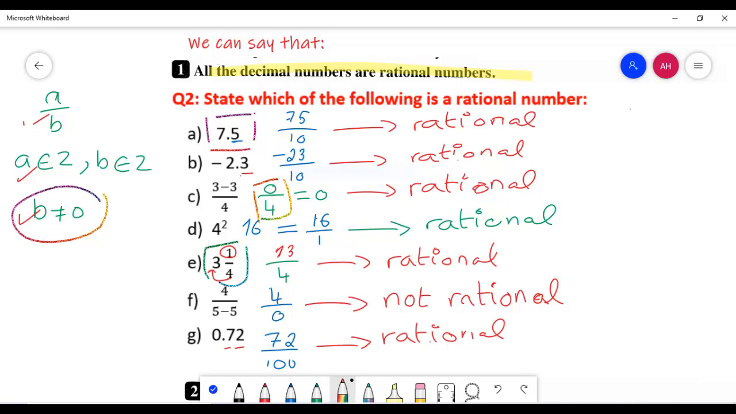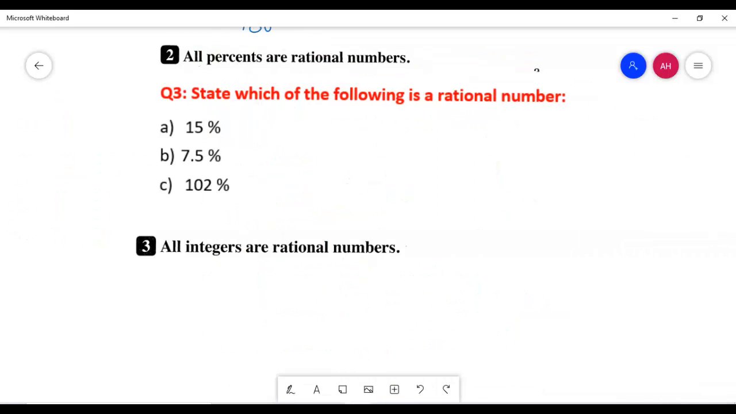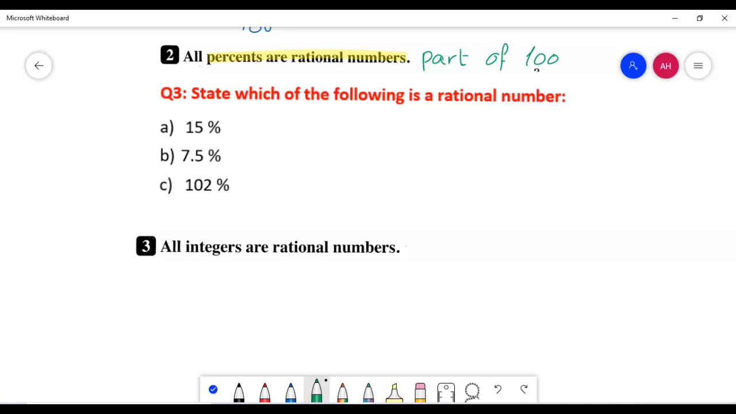I would like you to pause your video and write question number 2 in your classwork copybooks. What about the percentage? Are all percents rational numbers? Let's go and see if percents are rational numbers. First, I would like you to know that percent means part of 100.